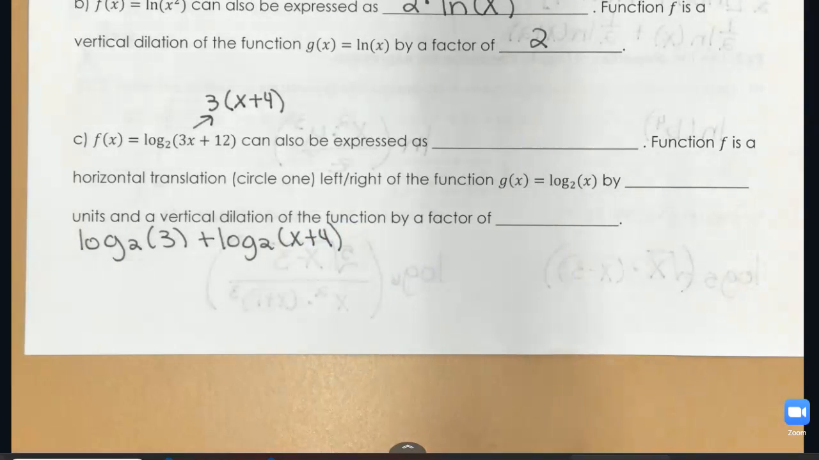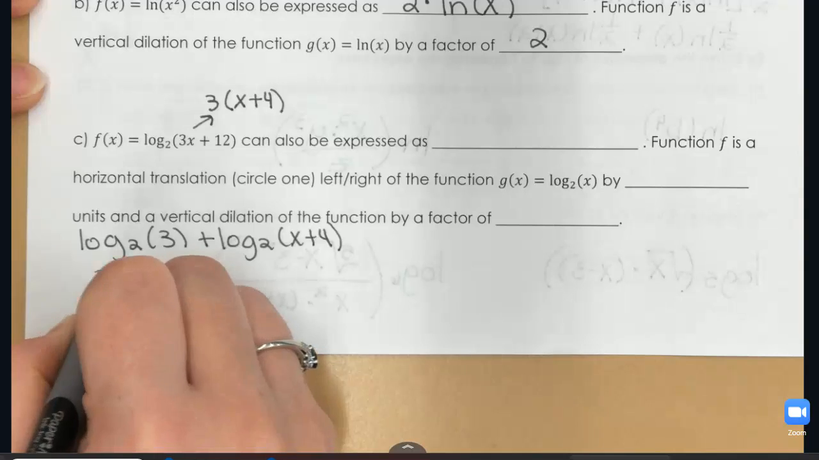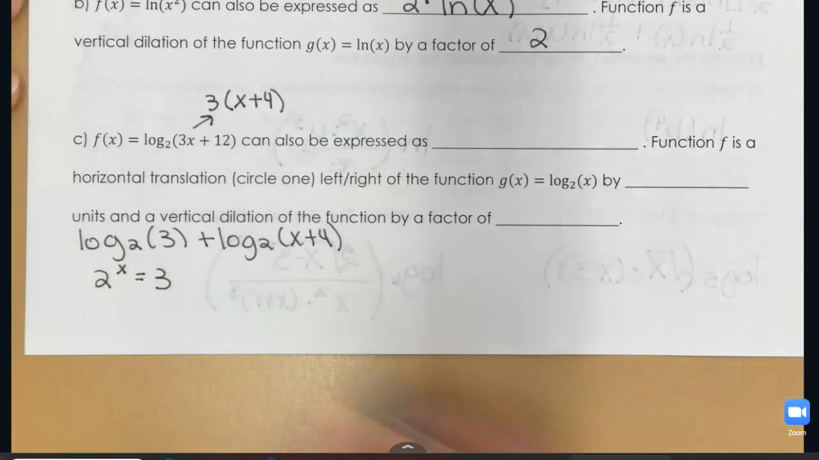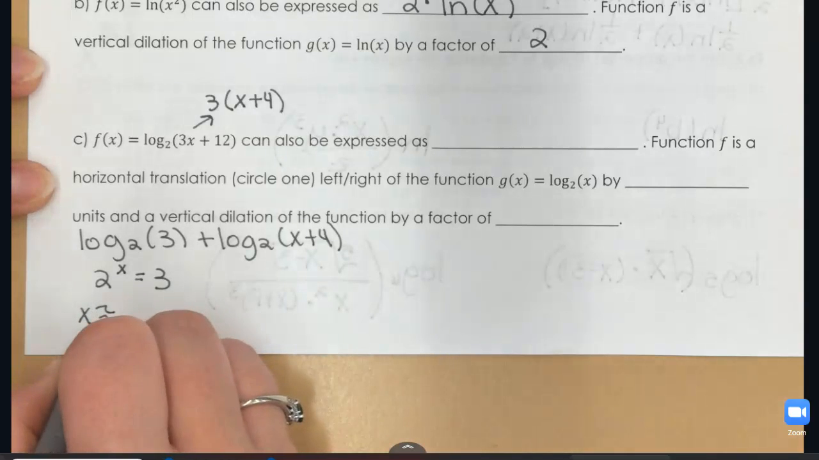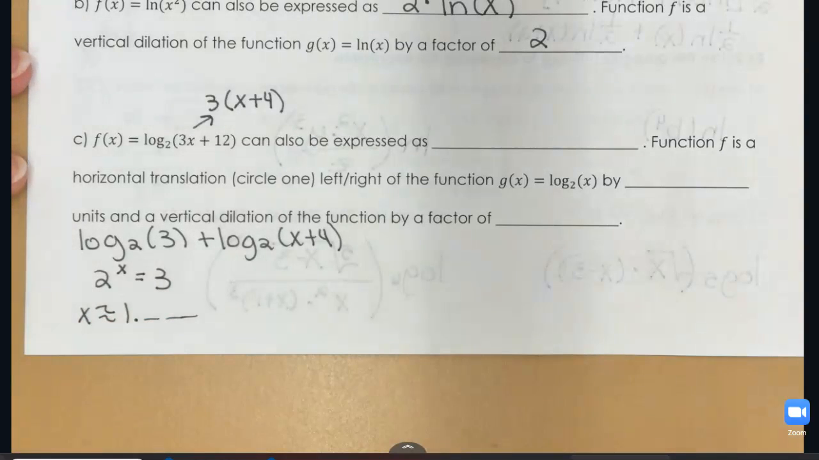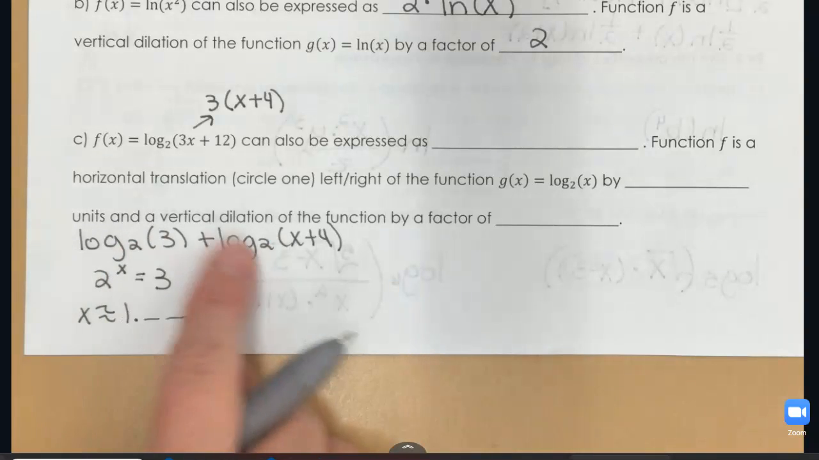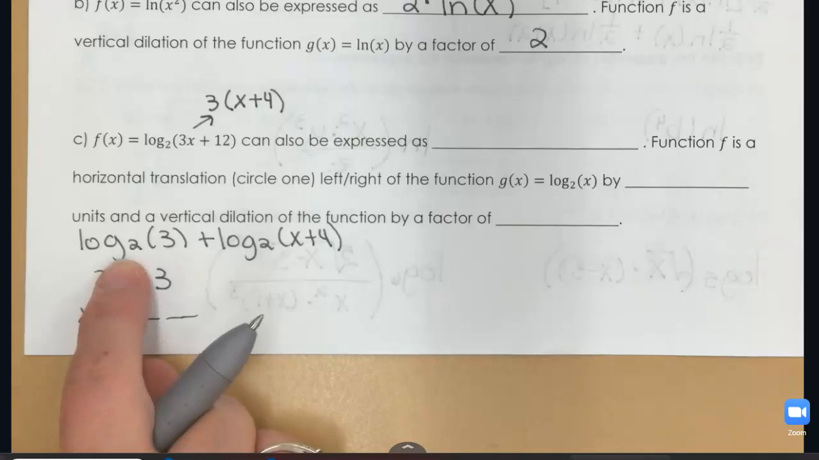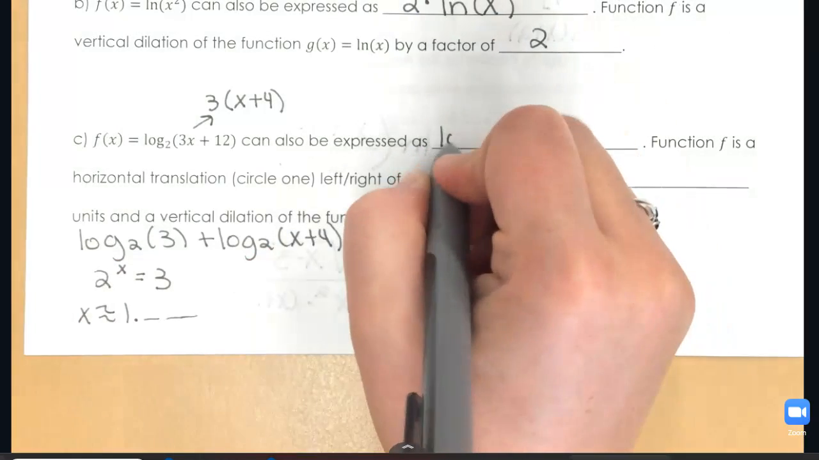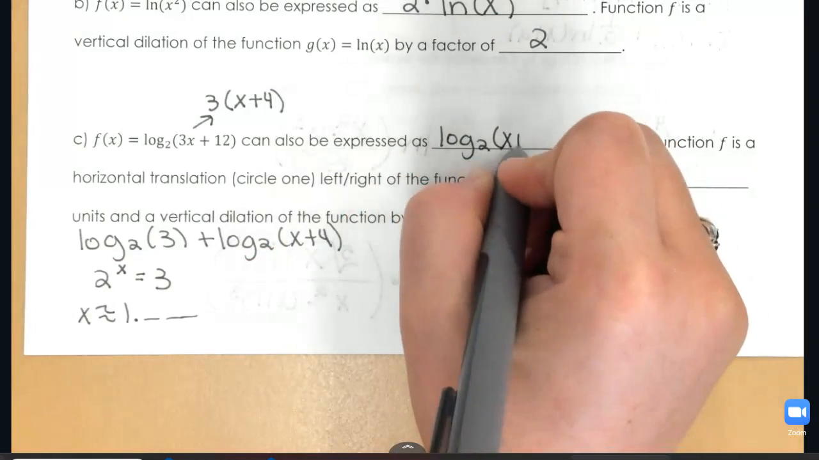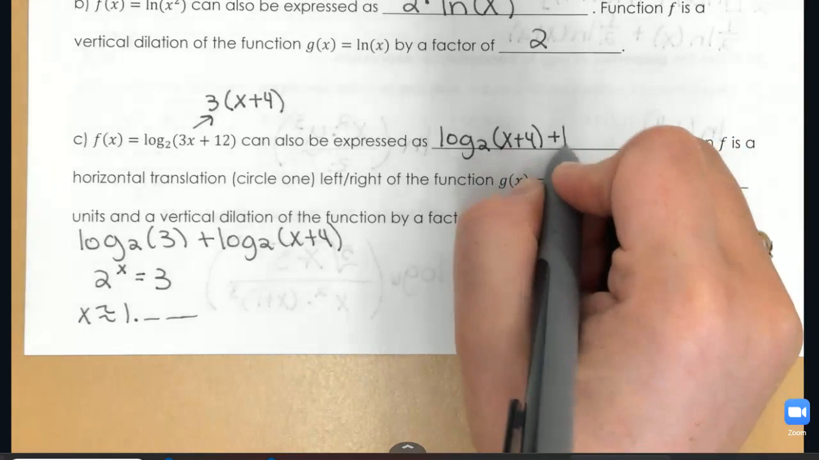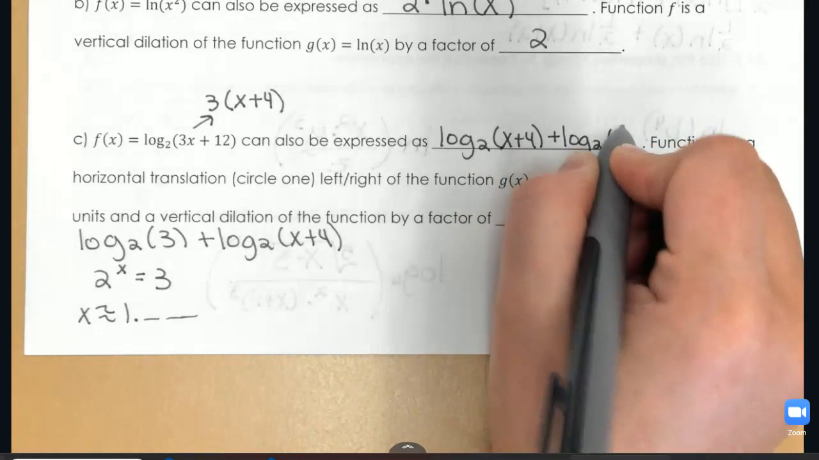Now, what is log base 2 of 3? That means 2 to some power is equal to 3. And that's not going to be a whole number or a pretty number. That's going to be like 1 point something. I would need a calculator to evaluate it exactly. So what I'm going to do is leave it in this form, but we know this is a number. That's going to be important. So I have log base 2 of x plus 4 plus log base 2 of 3.